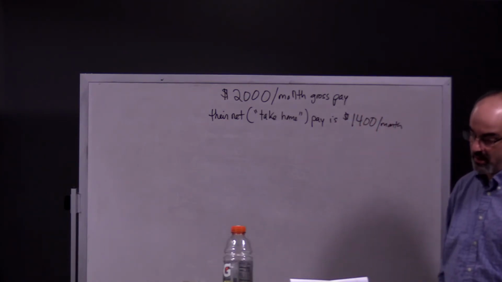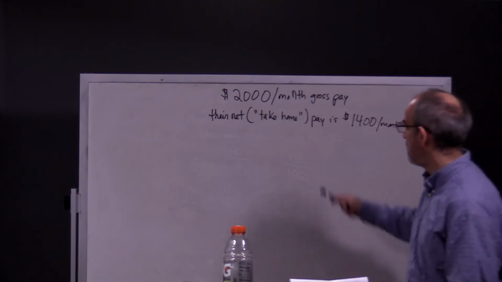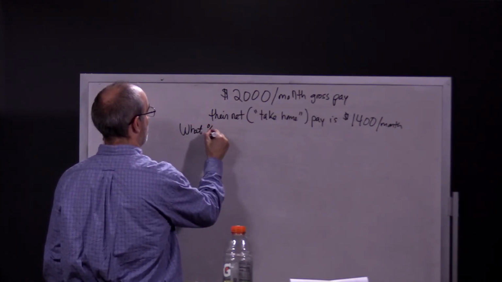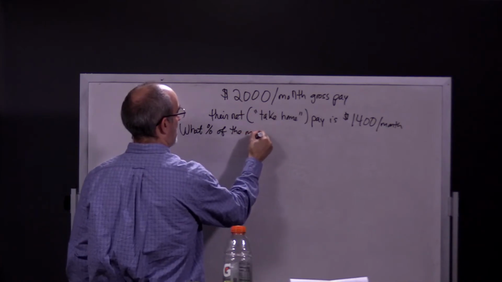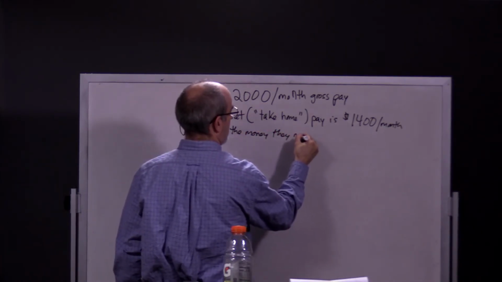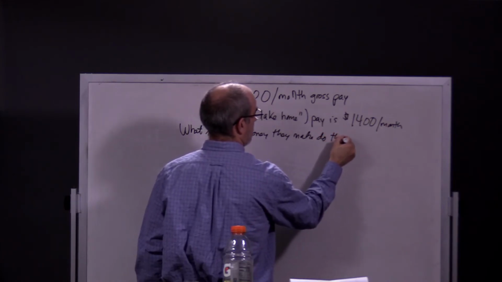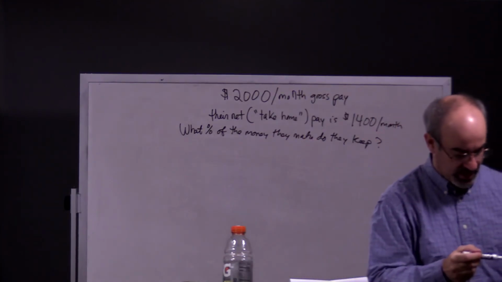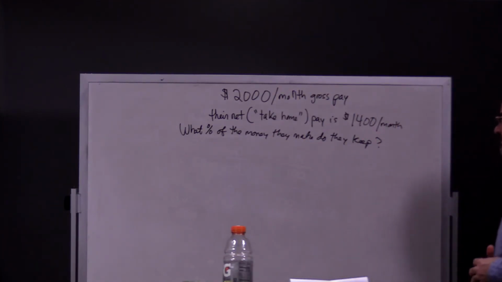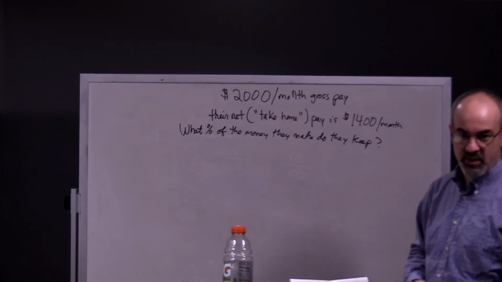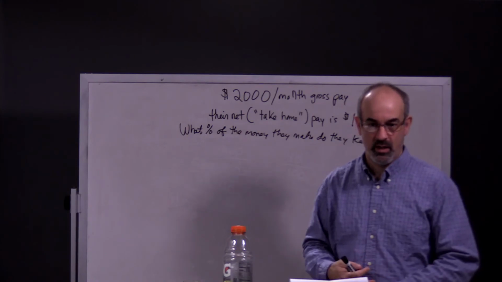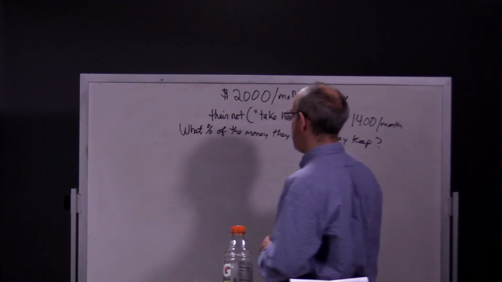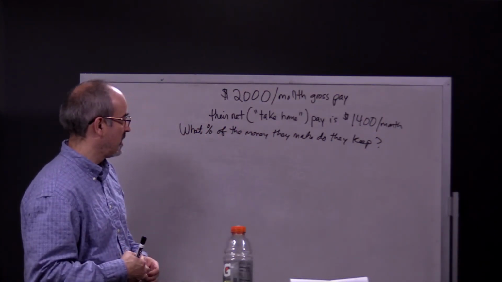What percent of the money they make do they actually get to keep? I'm going to abbreviate. What percent of the money they make do they keep? So they really make $2,000, but they only actually get $1,400 of it. So you could pause the video here if you want to try to figure it out before I do it. This is another one that you can do by solving a proportion.